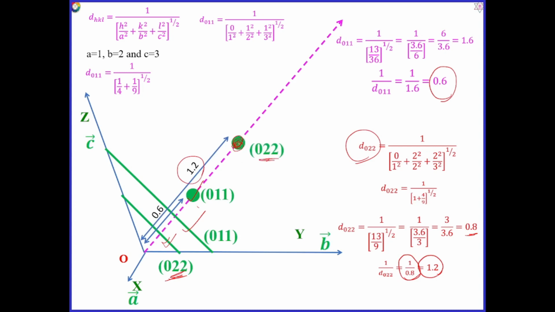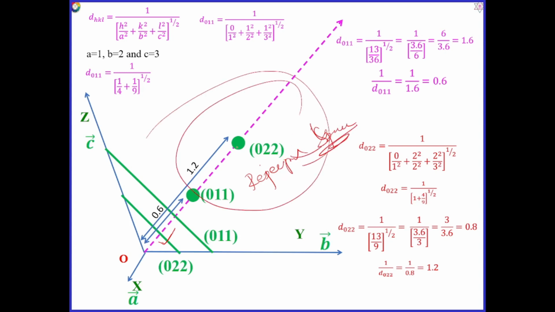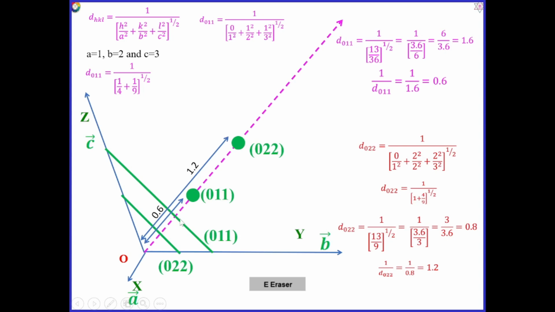So this point is nothing but the representation of this plane in the reciprocal space. This entire space is called the reciprocal space. This is called the reciprocal lattice, and each lattice point represents the corresponding set of planes. Next, the 033 plane will be found at 1.8.